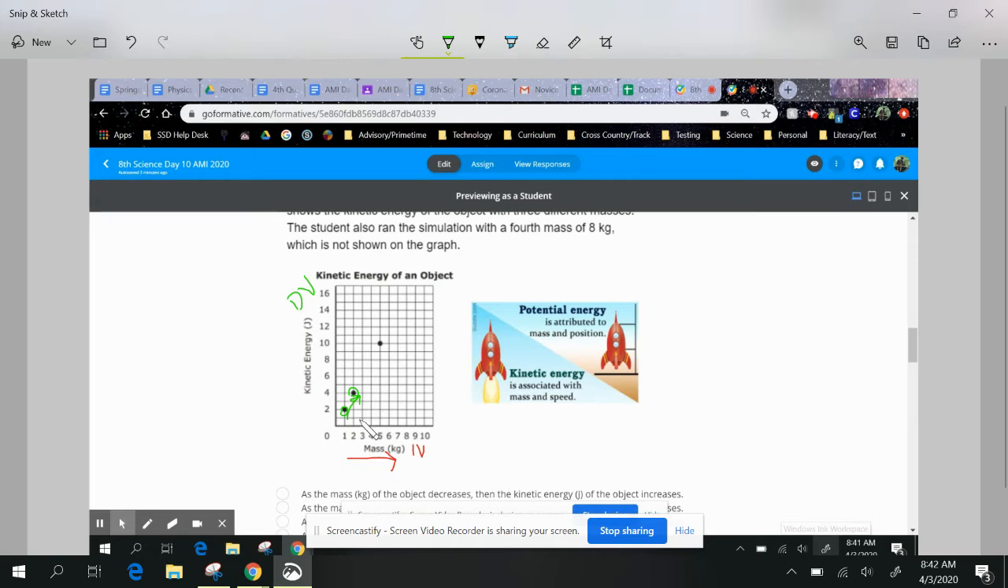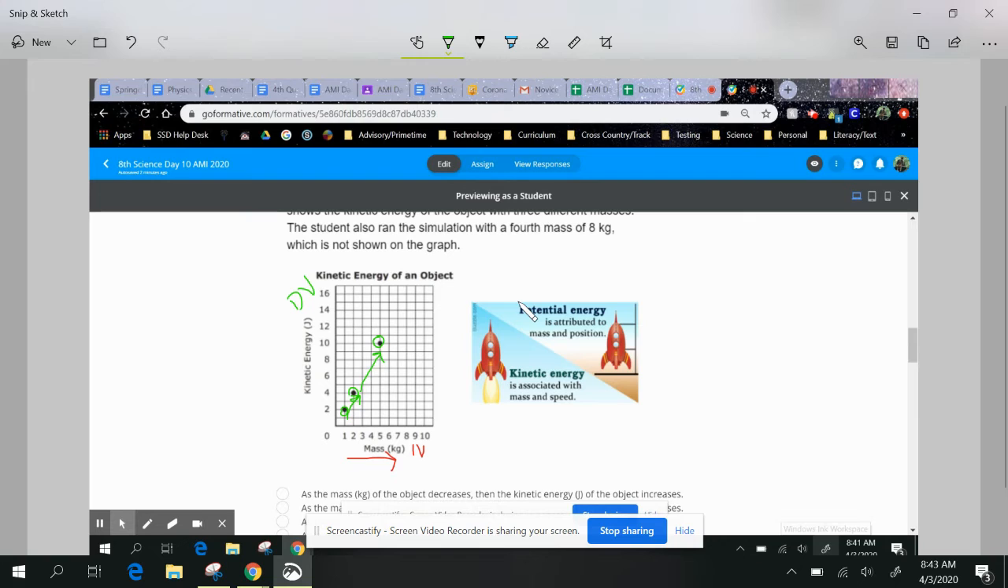It increased. Now, mass, we went from 2 to looks like 5. At 5, our kinetic energy is 10. And so us increasing our mass from 2 to 5 increased our kinetic energy from 4 to 10.